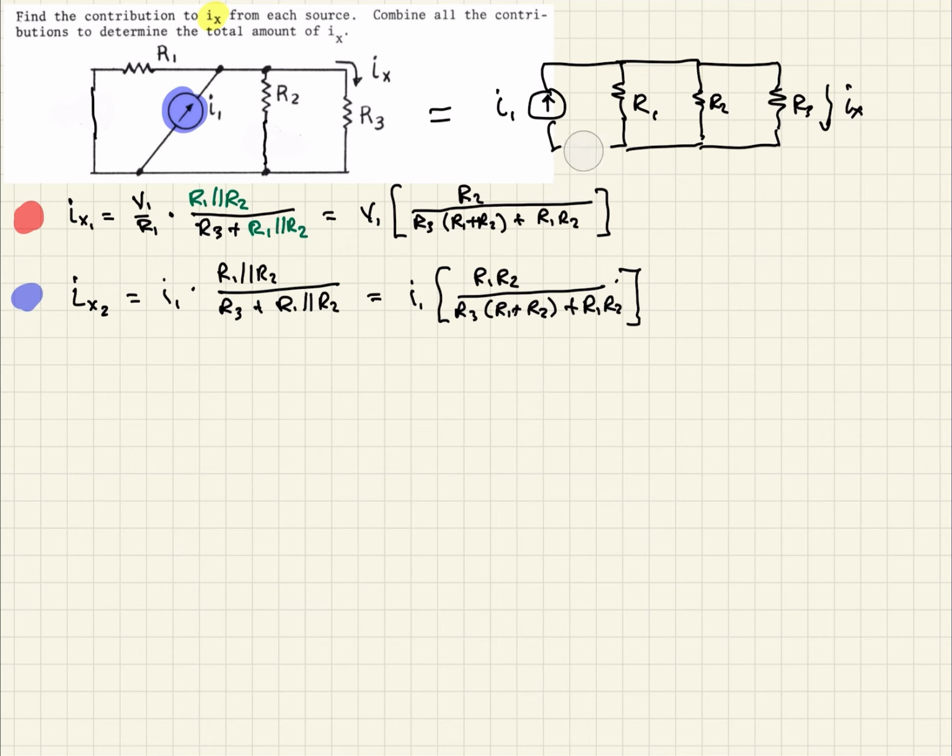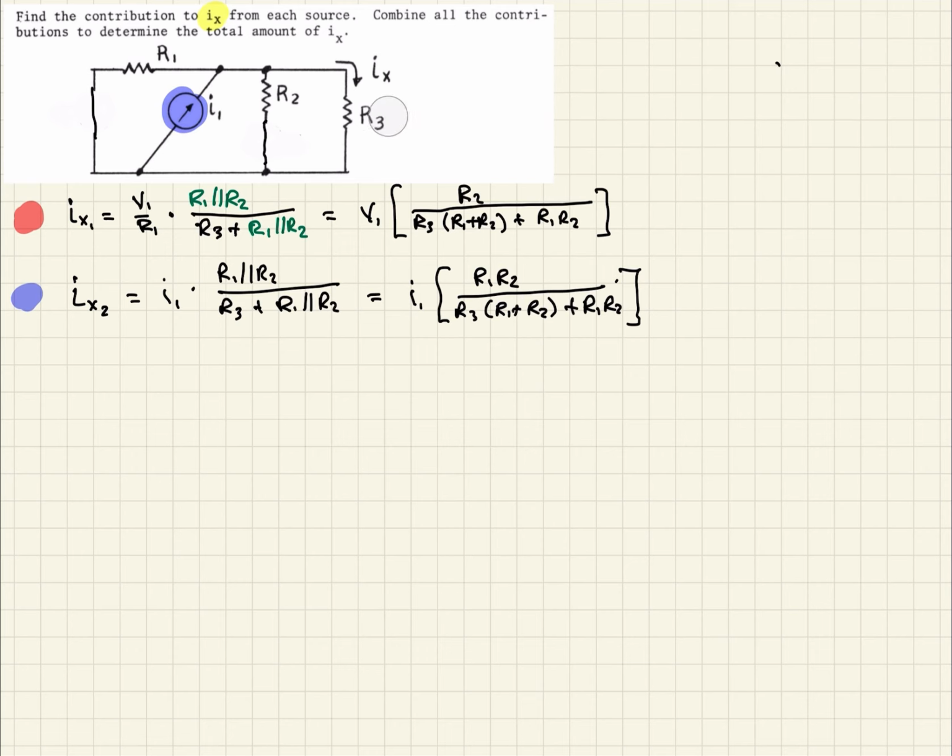And so finally, we need to consider our third source. So let's reset our circuit again. So here we are. So now we're going to consider contributions from V2. And again, open current sources. So this goes away. And then we short voltage sources. This goes away and gets replaced with a short circuit.